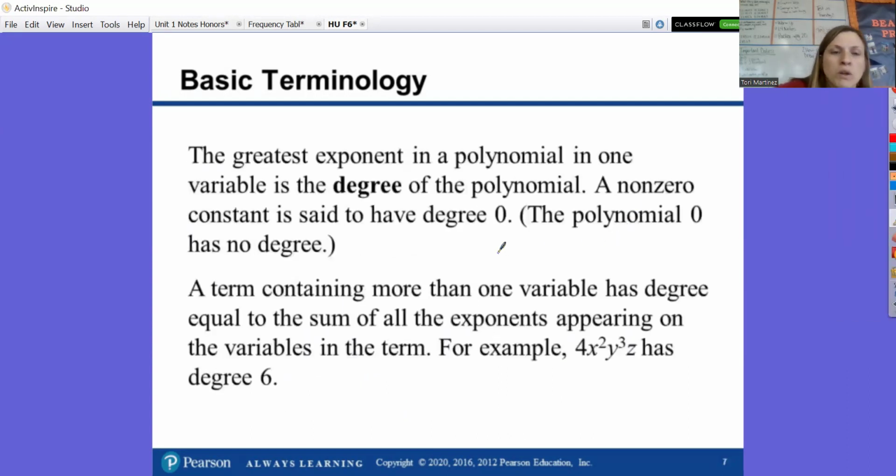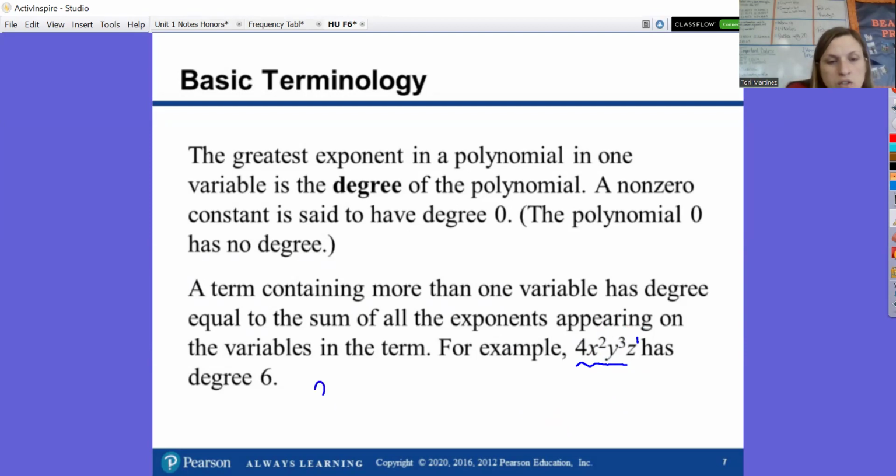The degree of the polynomial corresponds to the term with the highest degree. For example, we have here 4x squared y cubed z. We would add all of those exponents together: 2 plus 3, z doesn't show one, but it's an imaginary 1. 2 plus 3 plus 1 is 6.